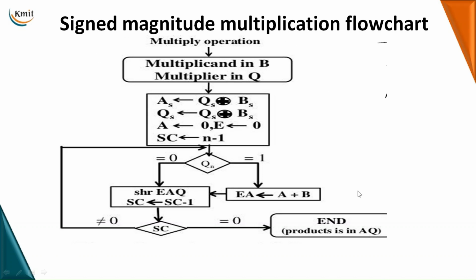So we have to implement this particular flowchart to perform a multiplication of the mantissa part of your floating point data. Okay. So as the result of the sign magnitude multiplication, you will get your product of the mantissa part stored in a register AQ. Okay, so the product of this multiplication of the mantissas of a floating point number will be stored in register AQ.